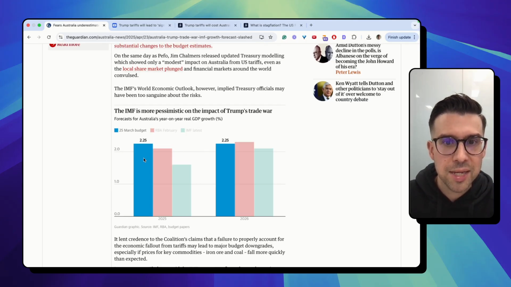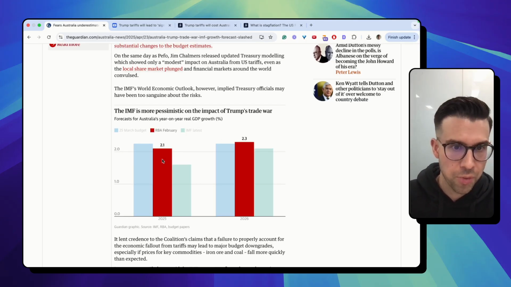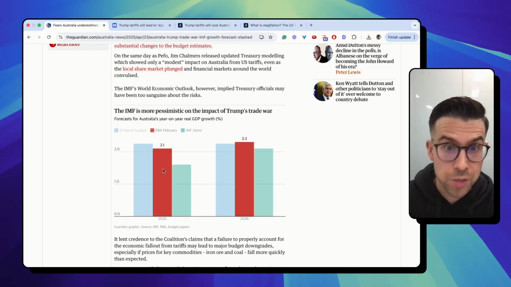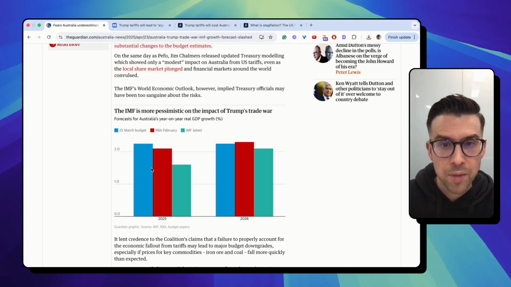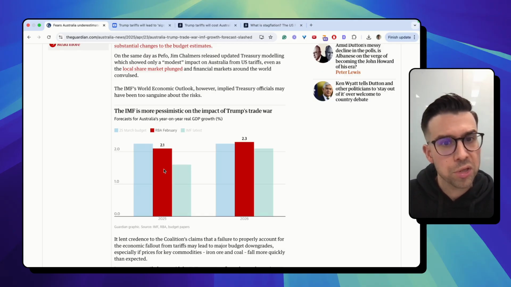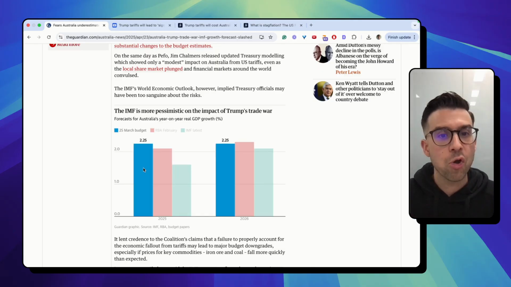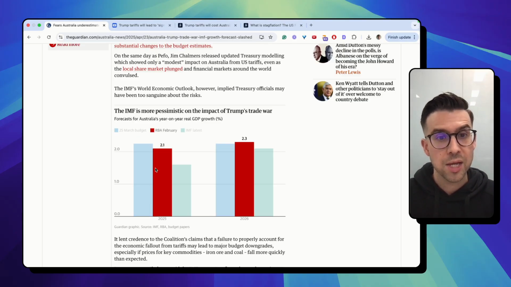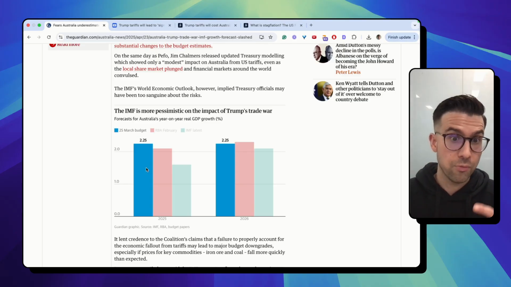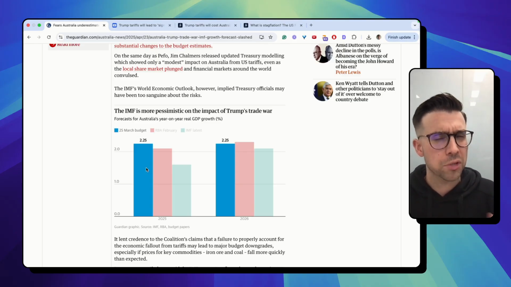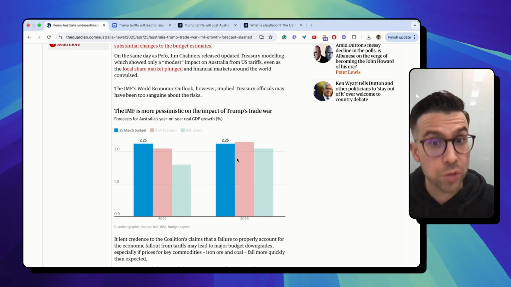And so you can see here, this was the budget impact, this was the RBA, this is the IMF, the latest, right? And these are for the following year. You can see notably as well here that the RBA was slightly more conservative in their growth forecast in February than the government. And so it's not just the IMF, you've also got the RBA saying that 2.25 looks pretty rosy.